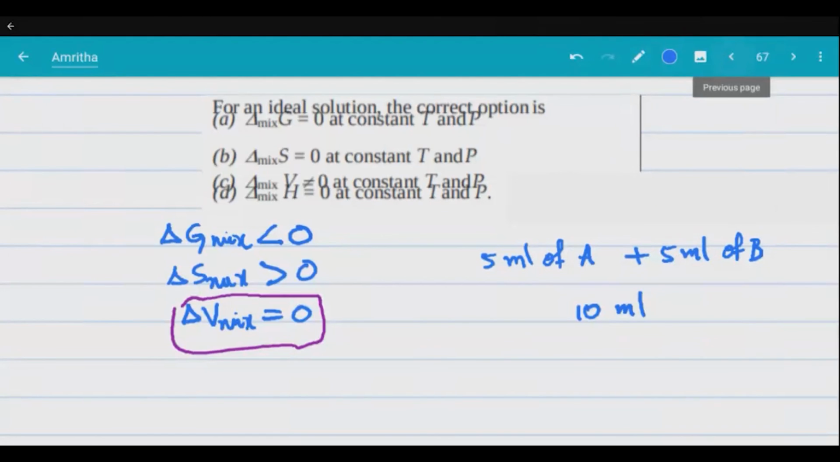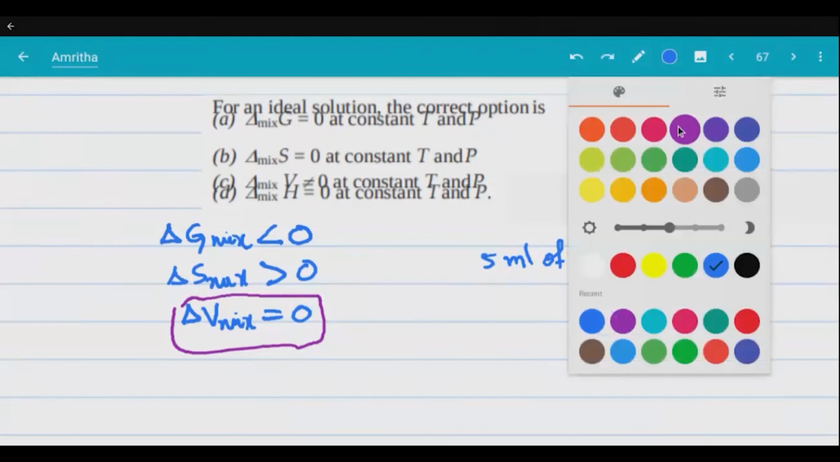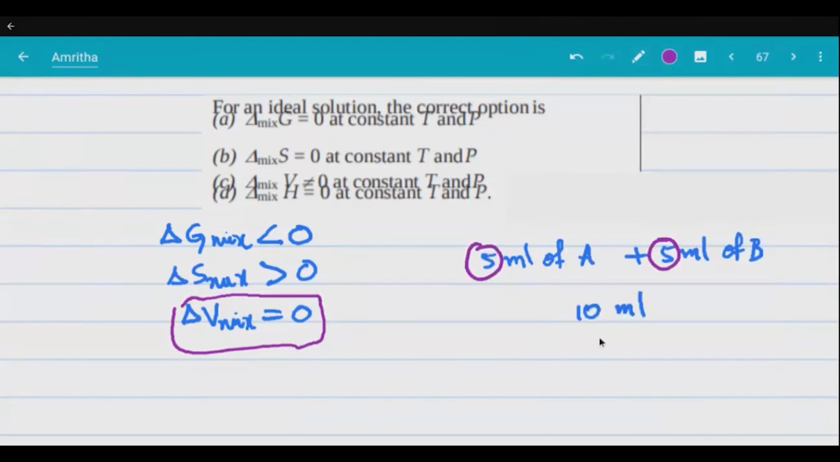It doesn't disappear. You are adding 5 plus 5. You should get 10 ml, not more than 10. It cannot be 10.1 or 10.2, and it can't be 9.8 or 9.9. So that is an ideal solution. So this option is not correct.